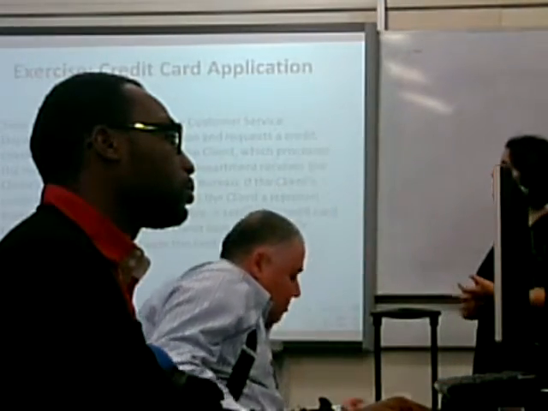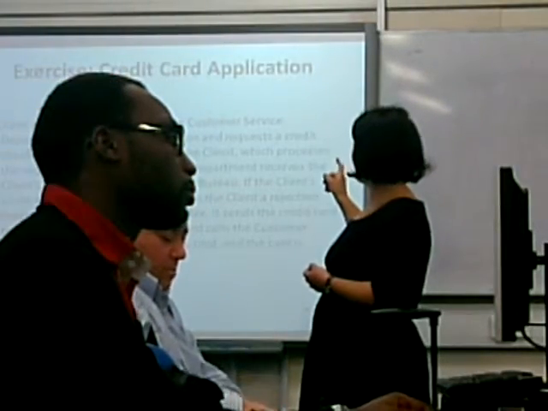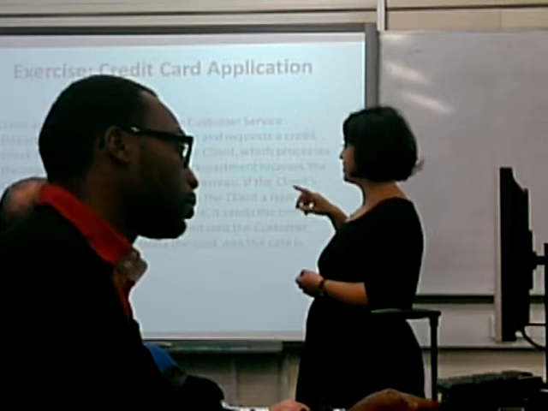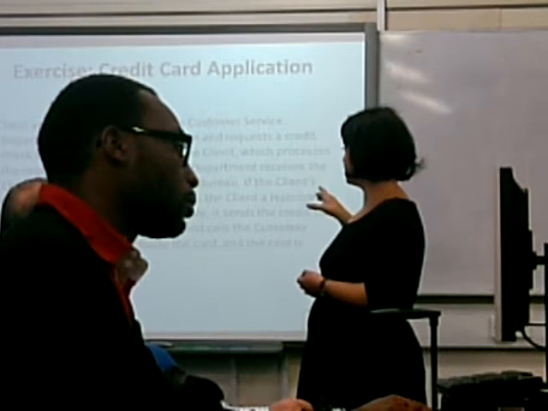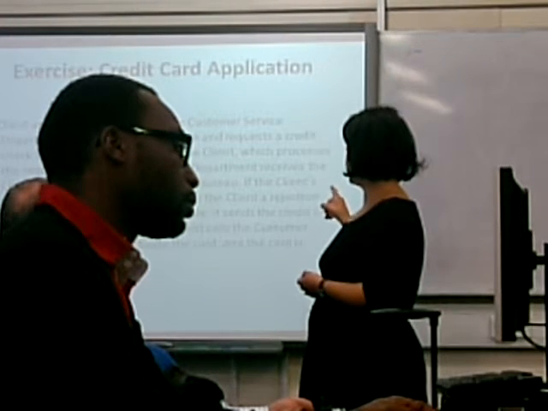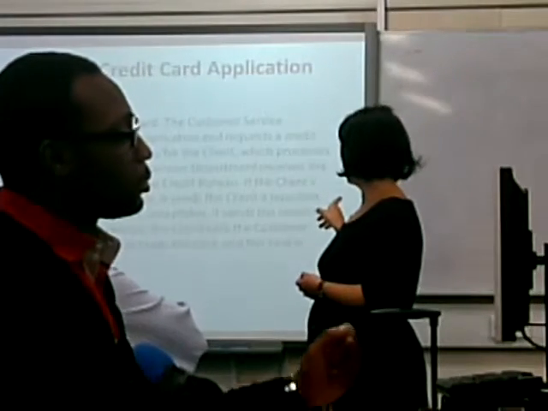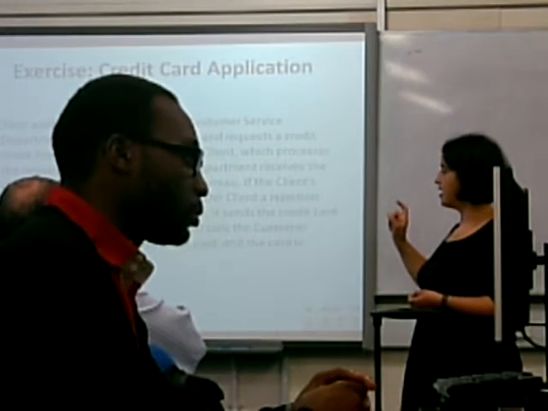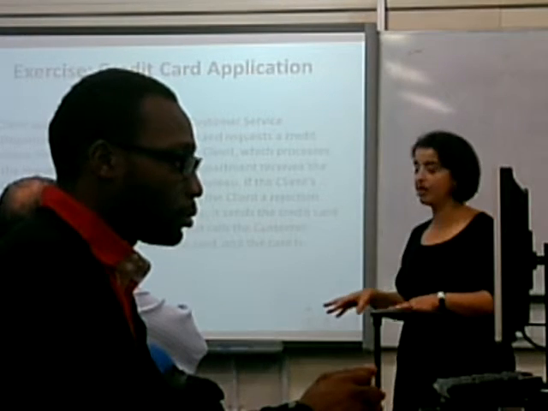Here a client applies for a credit card. The customer service department receives the application and requests a credit check from the credit bureau for the client, which processes the request. The customer service department receives the client's credit rating from the credit bureau. If the client's credit rating is unacceptable, it sends the client a rejection letter. Otherwise, it will send the client a credit card, and only on receipt of the card will the customer activate the card.